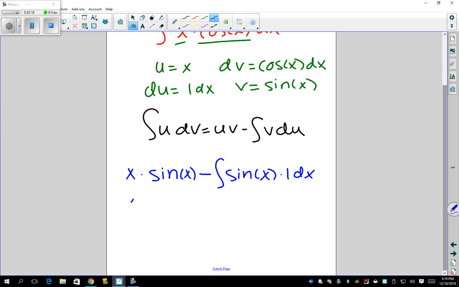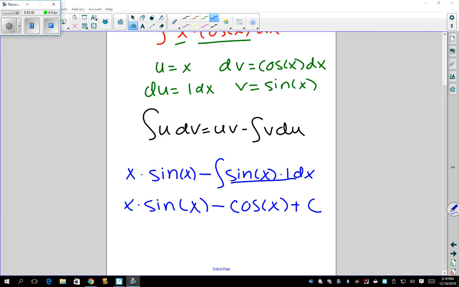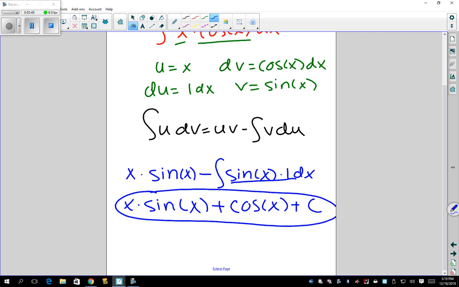So I end up with x times sine x minus, and then this I actually know. I know the integral of sine x, I know that that is cosine x. And then don't forget that plus c whenever we integrate. I'm sorry, the integral of sine x should be negative cosine x, so that ends up being positive cosine x. So this is our final answer.